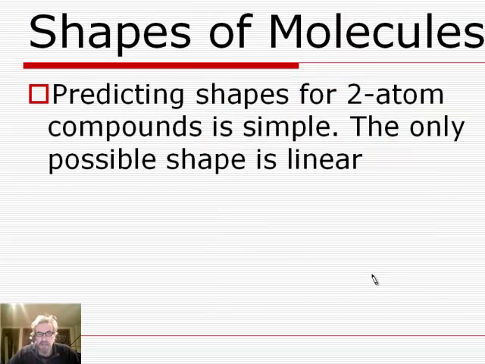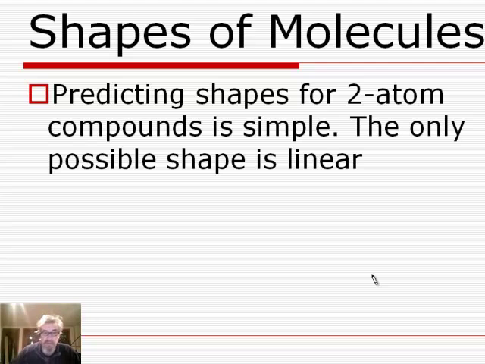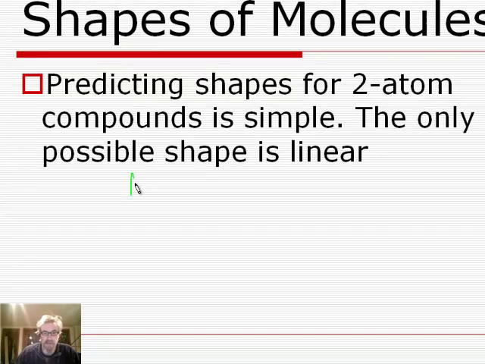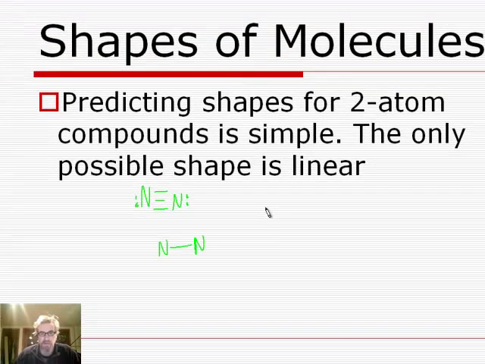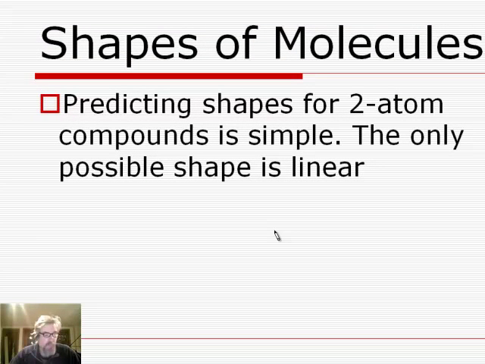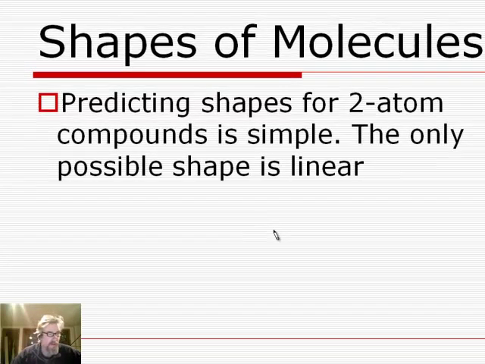Predicting shapes for a compound that only has two atoms in it is really simple. The only possible shape is linear. Here's an example of what I'm talking about. Nitrogen molecules look like this. There's the Lewis structure. It's only two atoms, and so it's going to be an N bonded straight to an N. It's a straight line. Predicting the shapes for compounds that have more than two atoms, well, that's a little more complicated. It requires a little more thought.